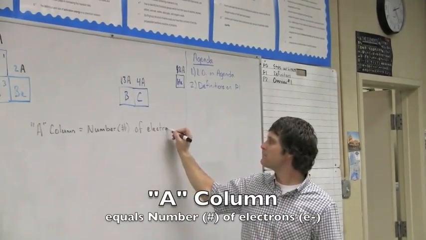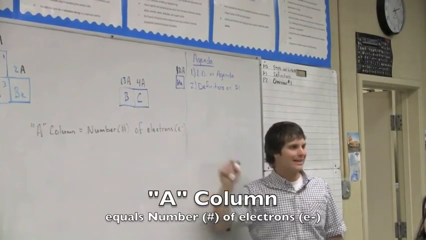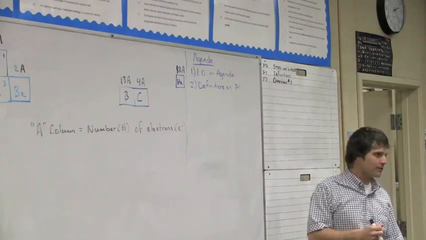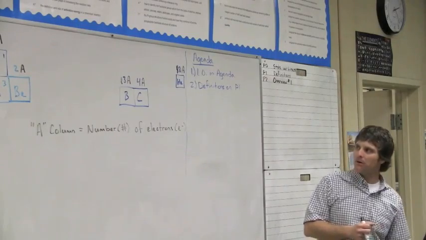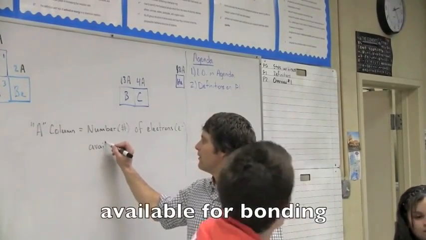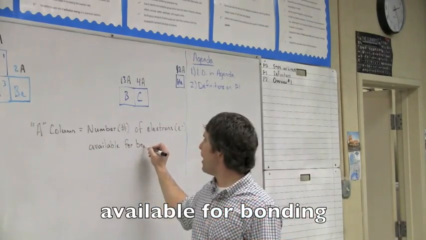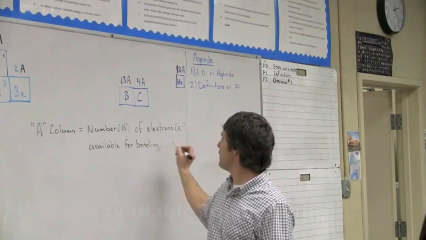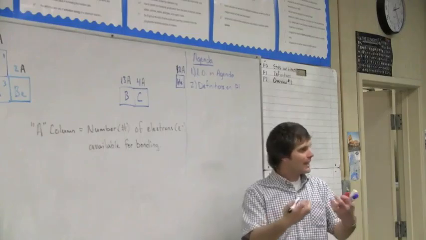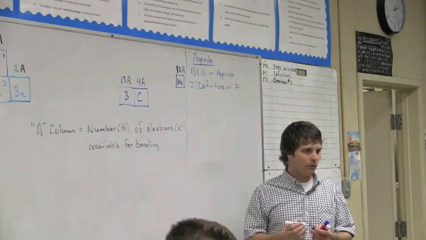And in this class, most of the time when I refer to electrons, I will put an E with a negative just as a shortcut so I don't have to write out the whole word electrons. Just put an E with a negative. Number of electrons available for bonding. And the words we've been using interchangeably with bonding is like sticking to or connecting with. Number of electrons available for bonding.